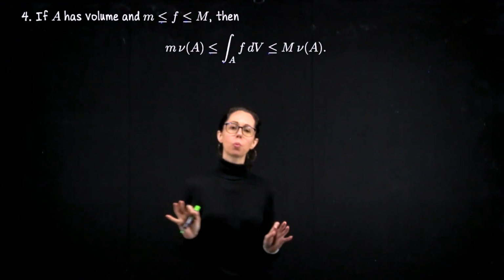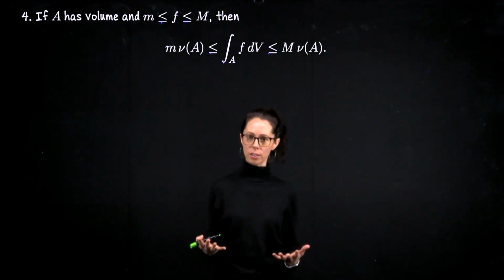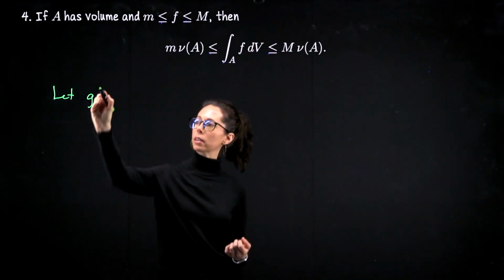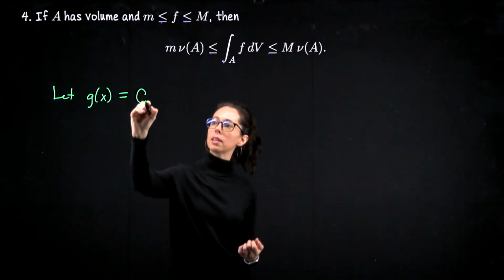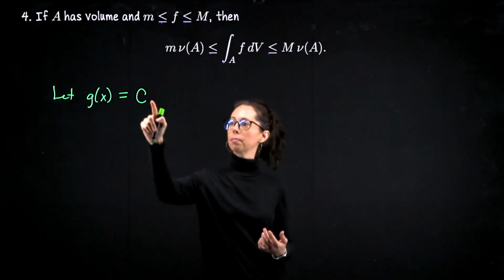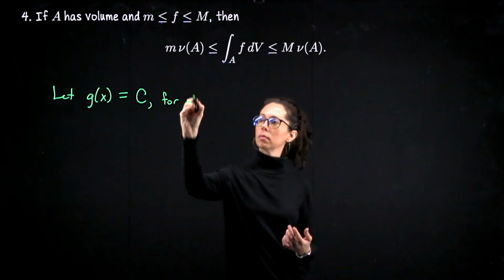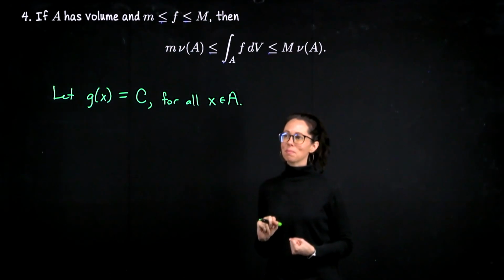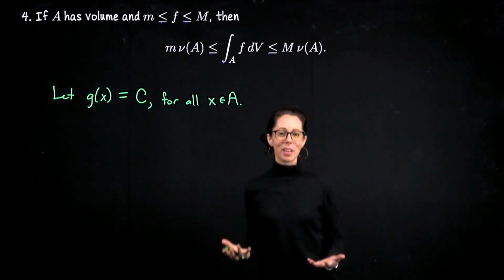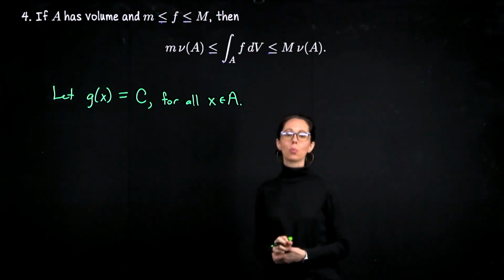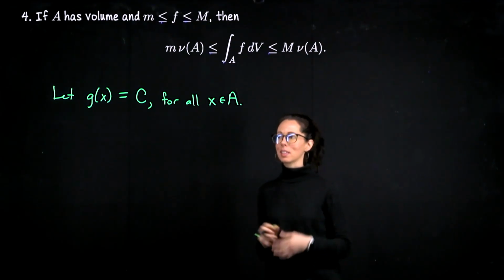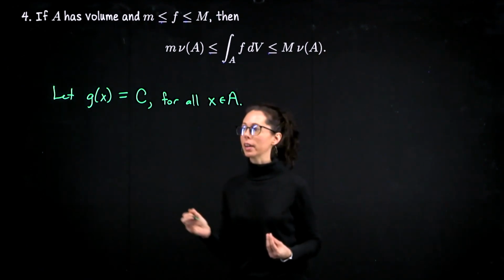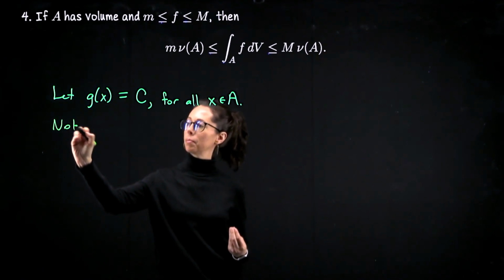Let me first establish what the integral of a constant function over a nice domain with volume is. Let's name this new function g of x just be some constant value c for all x in A. I'm going to prove this constant function is Riemann integrable over A, given that A is a nice domain with volume. So Lebesgue's criterion for Riemann integrability will tell us that g is Riemann integrable, and in particular, I can write g.